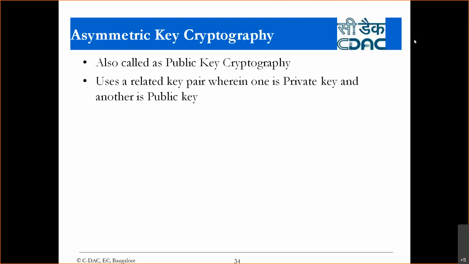Here it is saying that it uses a related key pair. One key is used for locking, second key is used for unlocking. One is called the private key, another one is called the public key. In this example, if you look at the camera, I'm calling this a public key and this a private key.